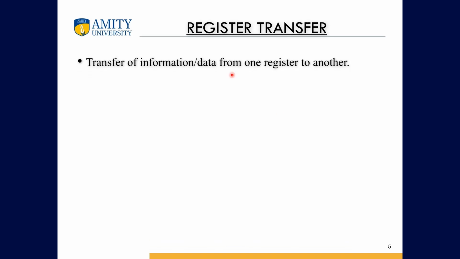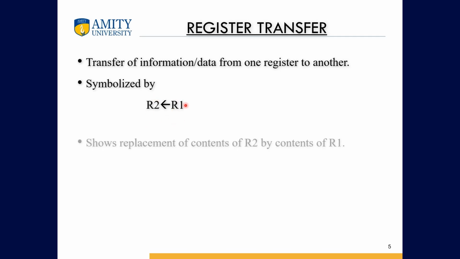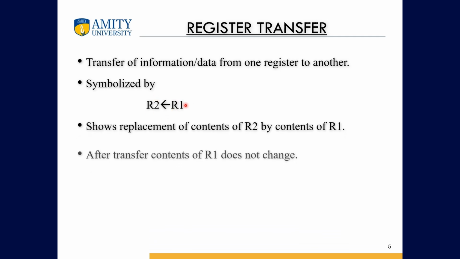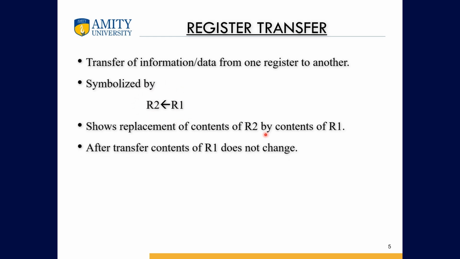The register transfer concept basically involves transferring data from one register to another, symbolized by an arrow. So if you are transferring data from R1 to R2, you're going to write R2 ← R1, right? The symbol shows that the contents of R2 are being replaced by contents of R1. After transfer, the rule is that R1 does not change because there was no change made to it. Instead of transfer, it can also be called copying, since we are just copying the data from R1 into R2.